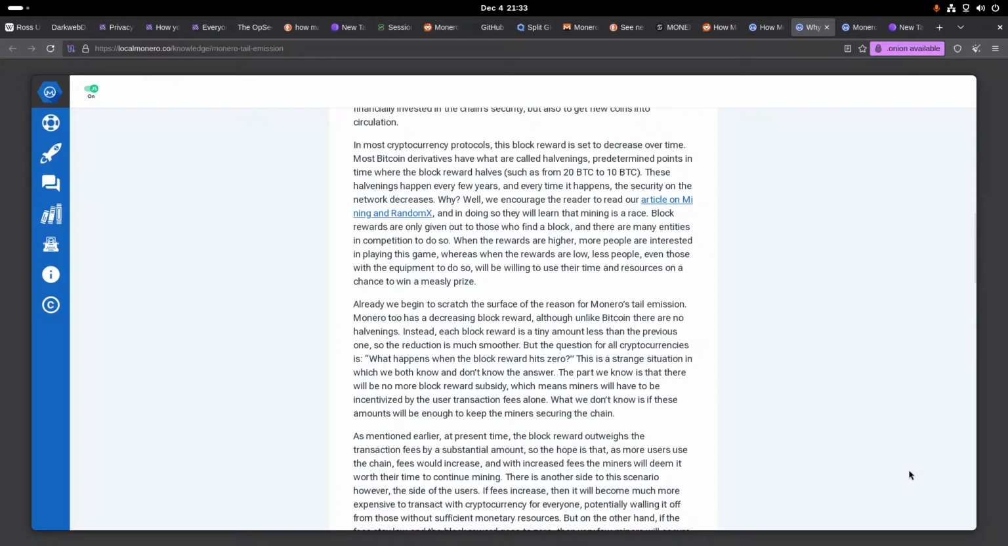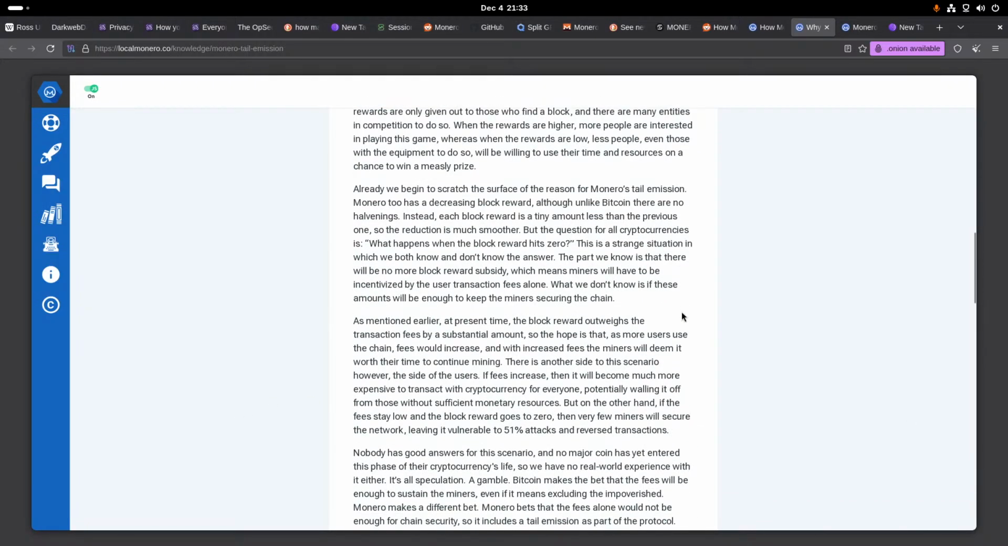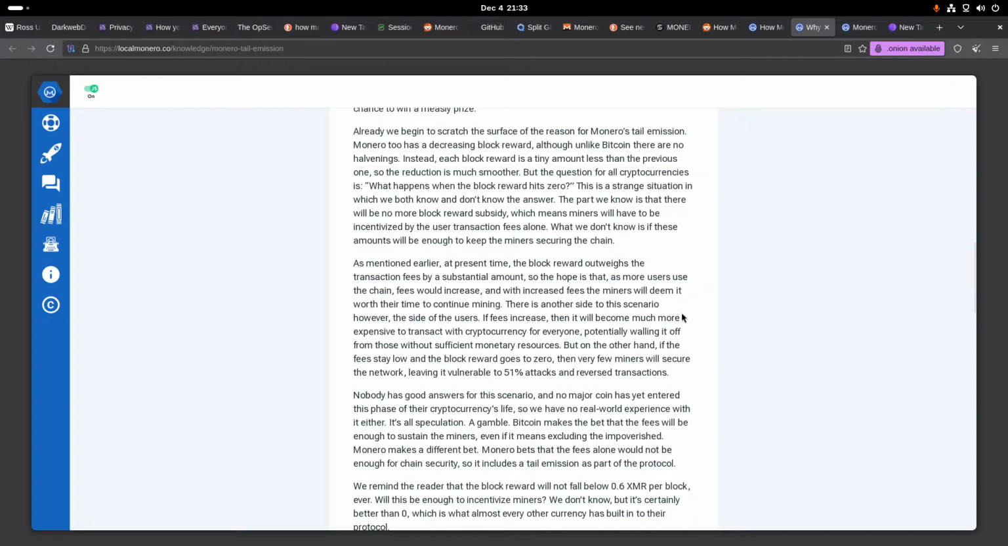So block rewards are only given out to those who find the block. There are many entities in competition to do so. When the rewards are higher, more people join. Yes. Already, when we begin to scratch the surface of the reasons for Monero's tail emissions: Monero too has a decreasing block reward. Although, unlike Bitcoin, there are no halvings. Instead, each block reward is a tiny amount less than the previous one, so the reduction is much smoother.